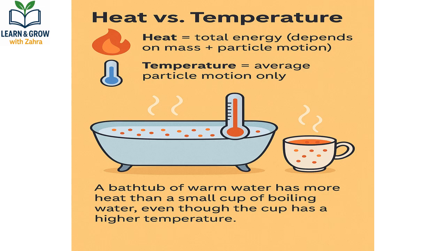Wow, okay. High wiggle speed in the cup, but just an enormous number of wiggles, even slower ones, in the tub. Tub wins on total energy. You got it. That's the core idea. Let's try making it a bit more interactive.